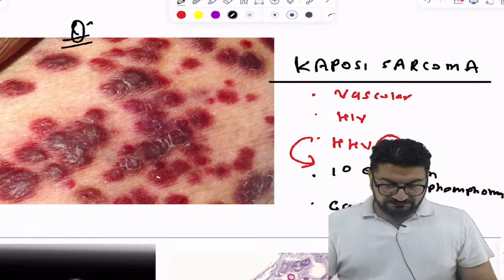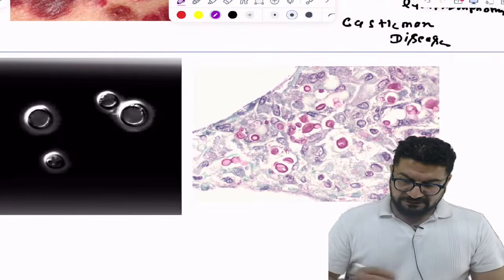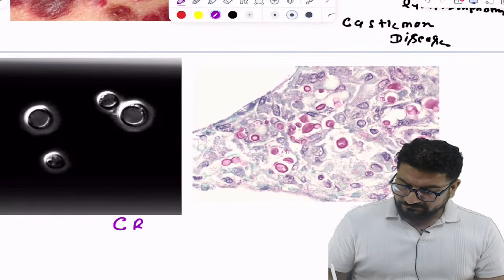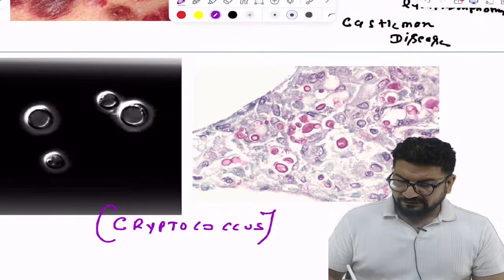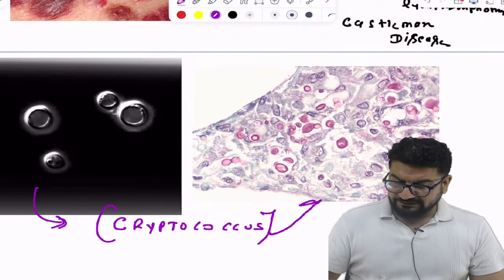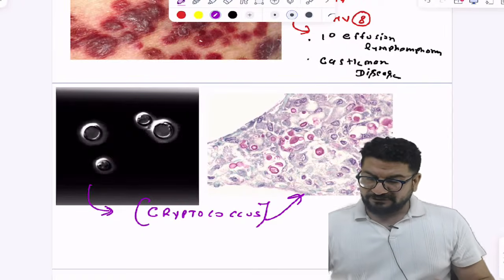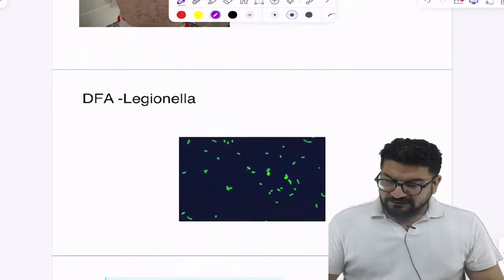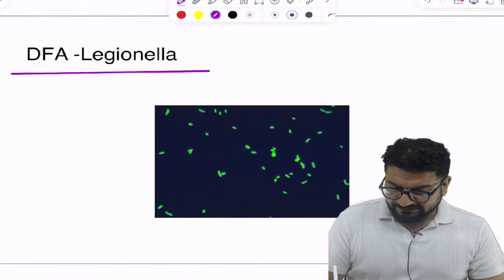Is it clear? Okay, now what is it? Anyone? This photo also comes again and again. This is the microscopy of India ink preparation. What we call this is Cryptococcus. These two photos they ask as part of microbiology, or I can say infectious medicine. Both the slides: sometimes they ask the Sabouraud's agar image, and sometimes this image, Cryptococcus. Okay, now look at this. This is a direct fluorescent test which we do for Legionella. Sometimes they ask you this image. This is the image for Legionella.